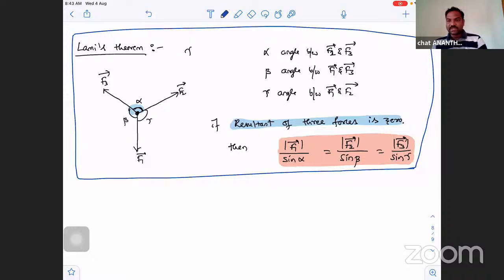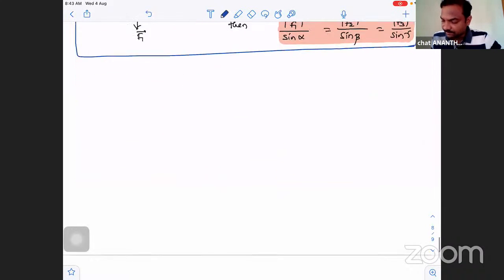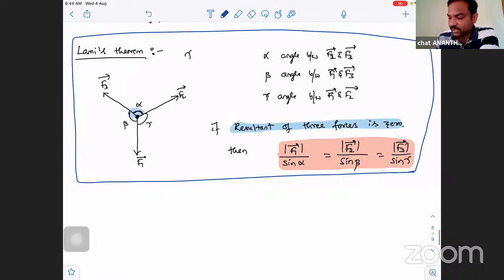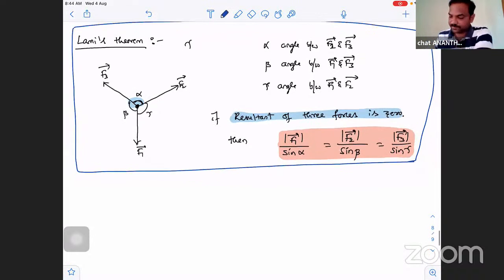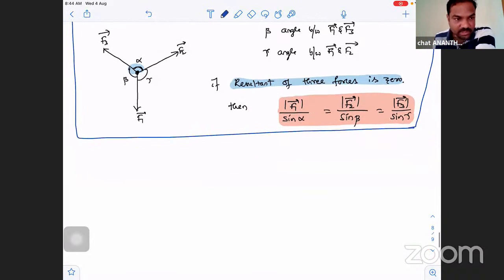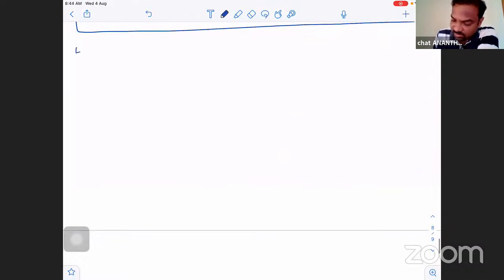So this Lami's theorem also we can use in solving the questions. So let us solve some questions, examples related to equilibrium. The first example, I think all of you finished, no? Anybody ready? So I think nobody is writing. Let us go with an example.